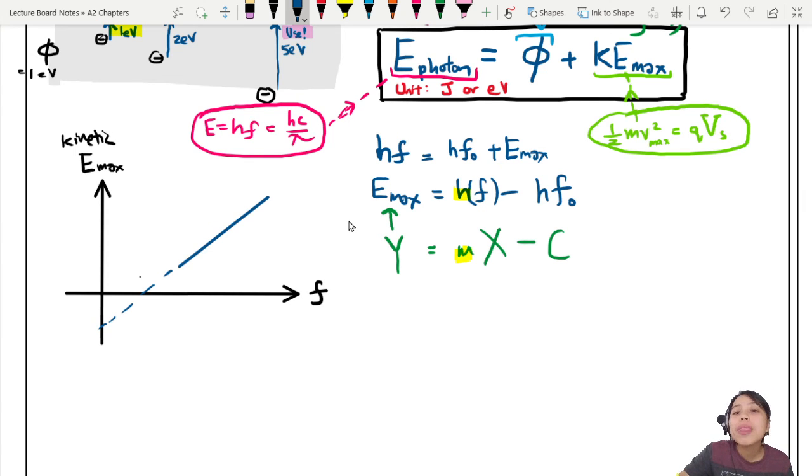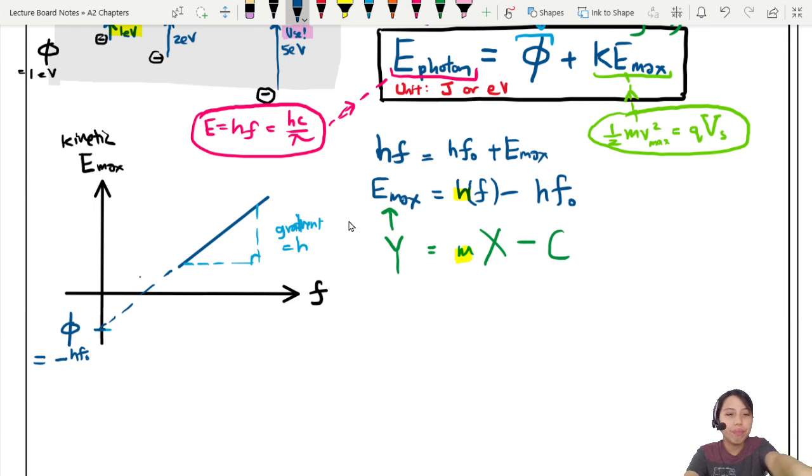So the gradient, firstly, is going to be m equals to h. So for this graph, if you draw your triangle, find gradient, gradient is going to be h, the Planck's constant. Oh, it's constant, so gradient will be constant no matter what you change for this graph. And the y-intercept is what? Work function. So I'm going to label that down here. Work function, this will be a negative number. Your work function will be the intercept, and that in this case will be hf0 for that intercept down there.